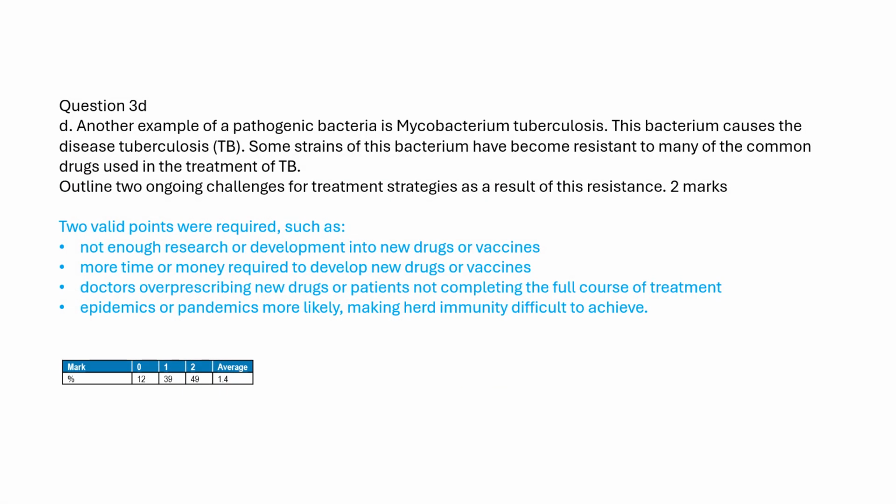The key words are resistance. The reasons for resistance should be, not enough research or development into new drugs or vaccines, more time or money required to develop new drugs or vaccines, doctors overprescribing new drugs or patients not completing the full course of treatment, and epidemics or pandemics more likely, making herd immunity difficult to achieve.